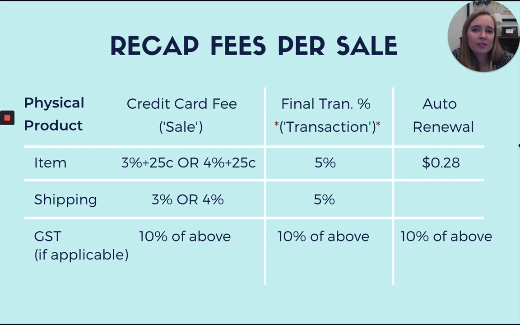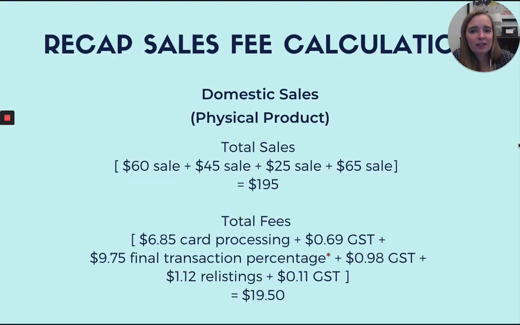So what is that? They're going to charge us 5% on the item and 5% on the shipping fee for making the sale, and then GST if applicable. And then obviously, if you are automatically relisting those items because you have a multiple quantity, you're going to pay 28 cents for that listing in Australia and 10% on top of that for GST. So in a quick example, before we go back to monthly, I just want to break down what we're doing.